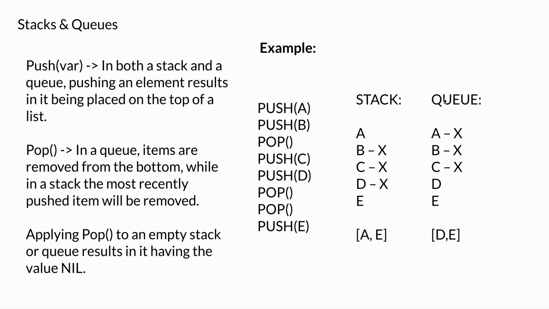Now, versus a queue, we're adding A and B, but then we're popping. We're going to pop the first element we added, which is A. Next, we're going to add C and D, but then we're going to pop 2. So we're going to pop the 2 oldest elements in the list, B and C.